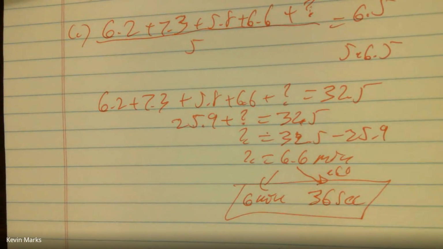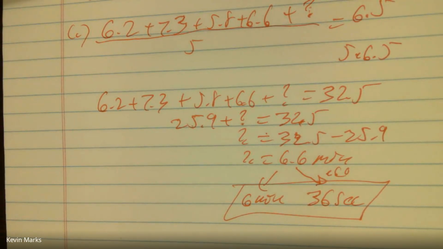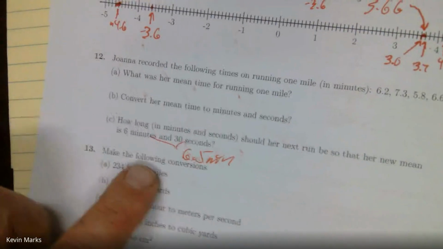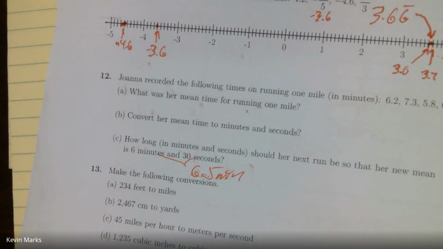So if she ran for 6 minutes and 36 seconds on the next run, that would give her an average of 6 minutes and 30 seconds overall. Right on.